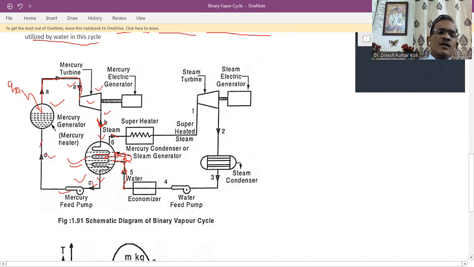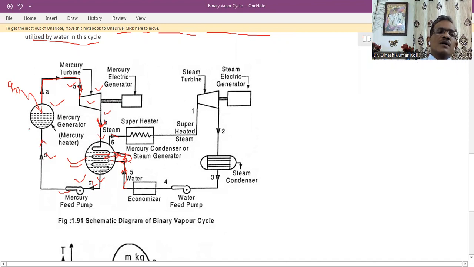And then this liquid mercury is supplied to this mercury generator, or you can say mercury boiler. Again, this mercury boiler will get heat and then it will produce the mercury vapor. That will be further supplied to this mercury turbine, and this cycle continues in that way. Now, in the second part, we will see what is the steam cycle.